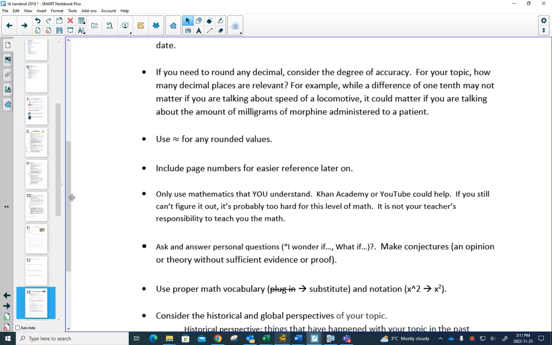Only use math that you understand. So if you don't understand the math, you shouldn't be doing stuff about it. It's just going to cause you problems.